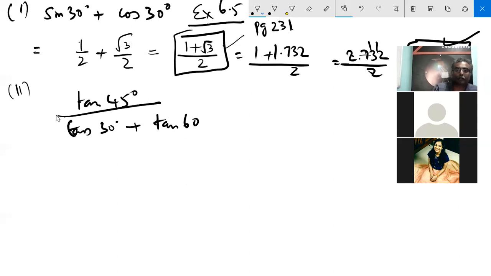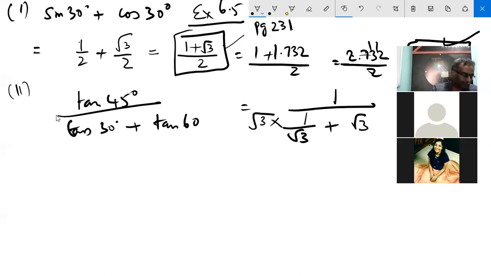Next sum says tan 45 divided by tan 30 plus tan 60. It's also very simple. How much is tan 45? One. Very good. Tan 30? 1 by root 3. Very good. Tan 60? Root 3. Very good. Now denominator is a problem. Multiply both by root 3. That's all you can do.